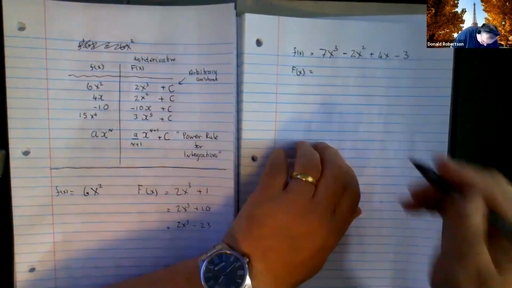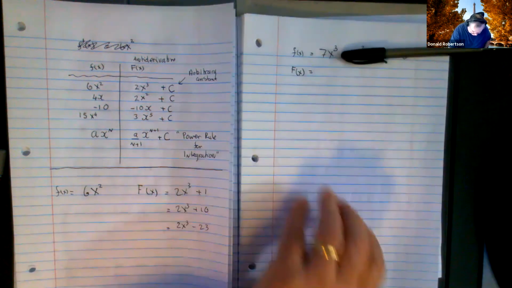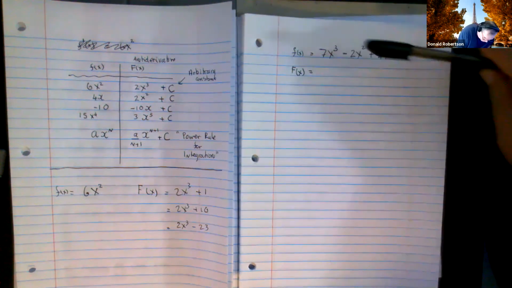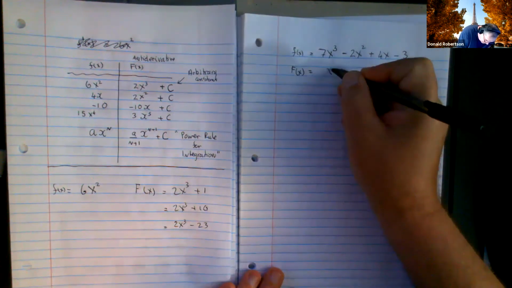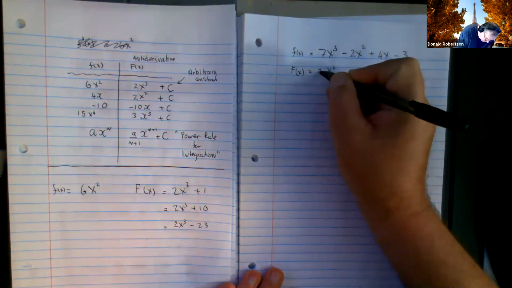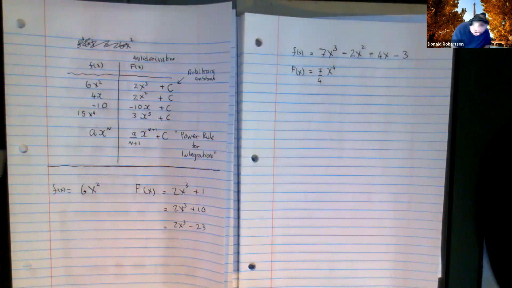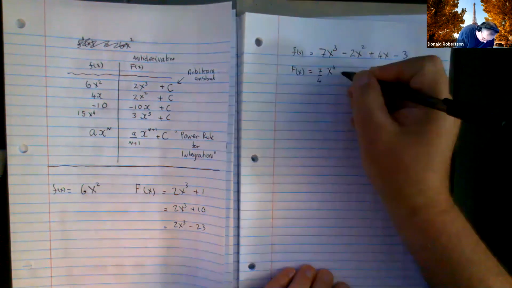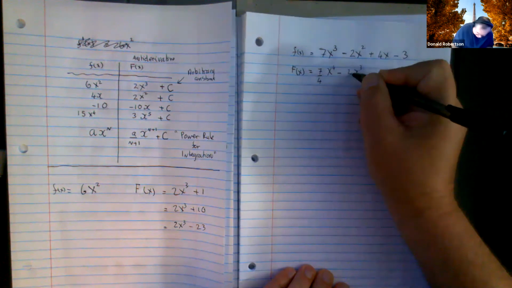So, you essentially take care of each one independent of the others. Okay, what would 7x cubed get you? Well, you add 1 to the power, and then you divide by the new power. So do you see you get a slightly ugly 7/4? Next one. What would x squared get you? Add 1 to the power, and then divide by the new power.